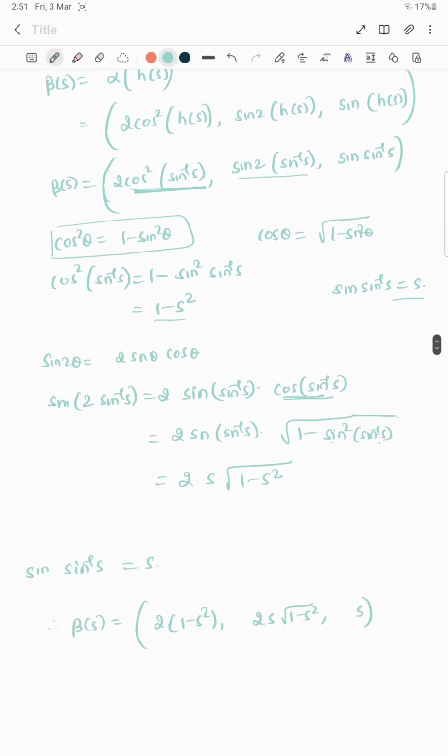So this is about how to reparameterize a curve.